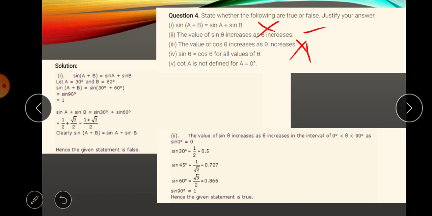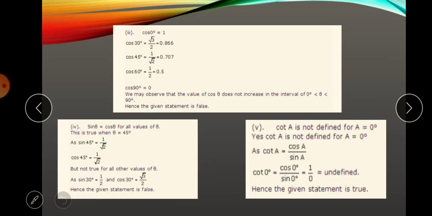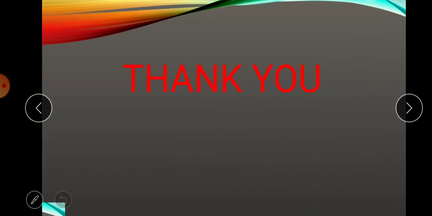Cot A is not defined for A equal to 0. Cot 0, what is cot 0? Cot 0 is 1 by tan 0. What is tan 0? Tan 0 is 0. Then cot 0 is 1 by 0. Yes, it's not defined. It's true. Okay. You should justify because 1 by tan 0 is 1 by 0, and 1 by 0 is not defined. Okay. You can give some examples and you will be able to prove that.